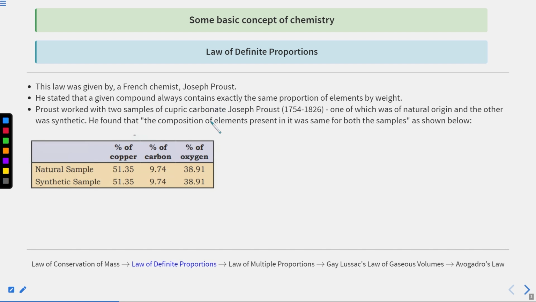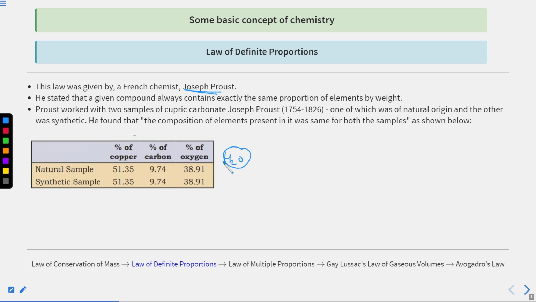Next is the law of definite proportion. It was given by Joseph Proust. What does this law say? Whenever a compound is formed, say water, whose formula is H2O, the ratio of the concentration of oxygen and hydrogen will remain the same in a given molecule of water. Clear? So this is the law of definite proportion.